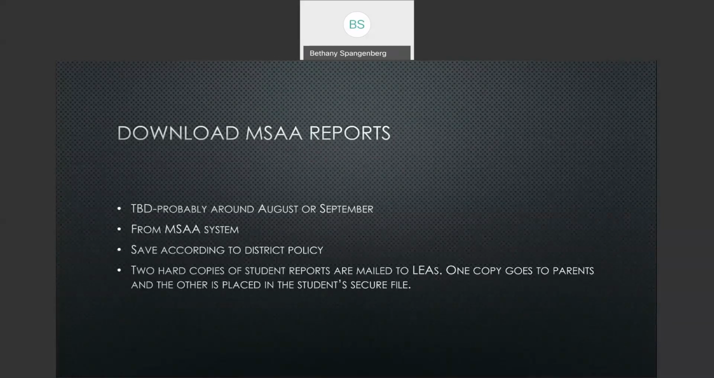MSAA district, school, and student reports will be available to download late summer or early fall. The reports will be available in the MSAA system. Similar to AIMS Science reporting, save these reports according to district policy. In addition to downloading reports, 2 hard copies of student reports are printed by ADE and shipped to LEAs. 1 copy will be sent home to parents, and the other copy is placed in the student secure file.